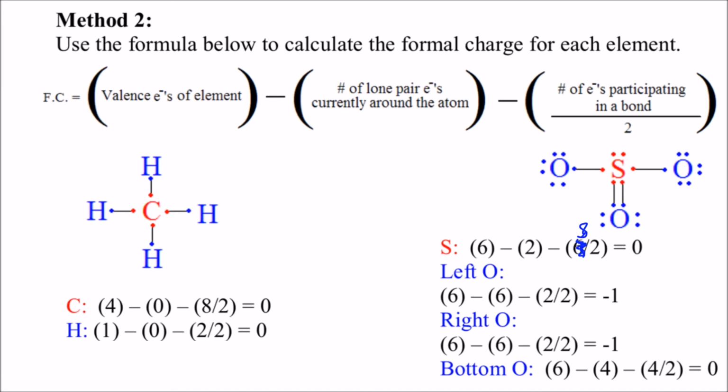Alright, let's do the bottom oxygen here. Number of valence electrons, 6. Number of lone pair electrons around it, we've got 2, 4. And then the number of electrons participating in a bond are 2, 4. And then we divide that number by 2. So 4 divided by 2 is 2. So we have 6 minus 4 is 2, minus 2 more is 0. So there's a 0 formal charge here.